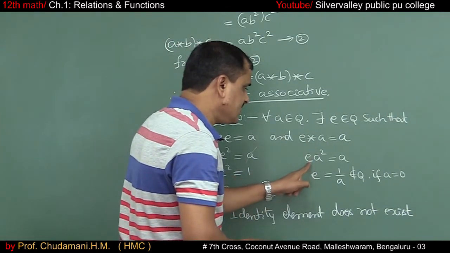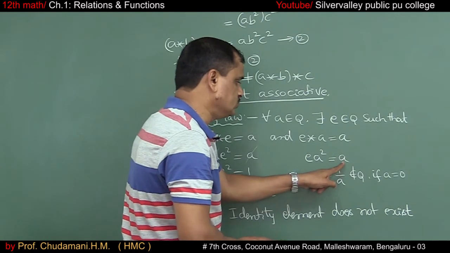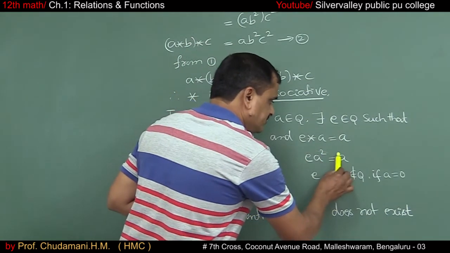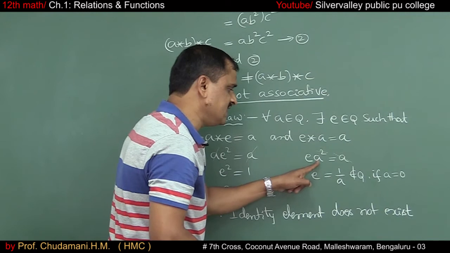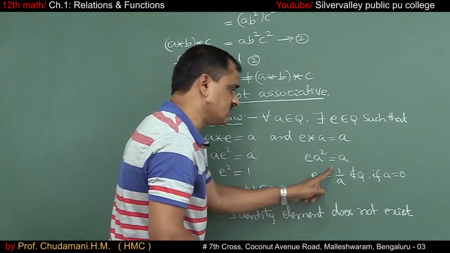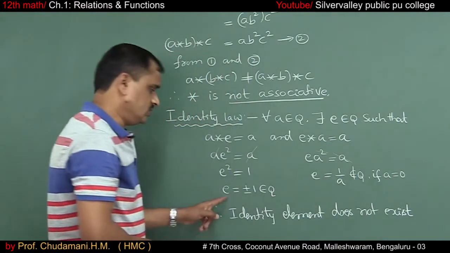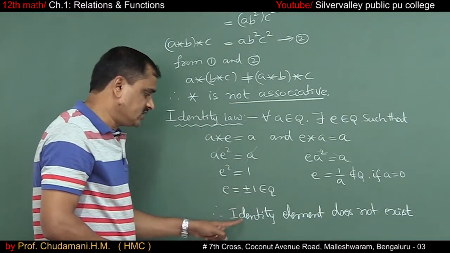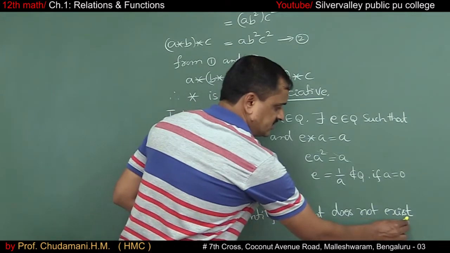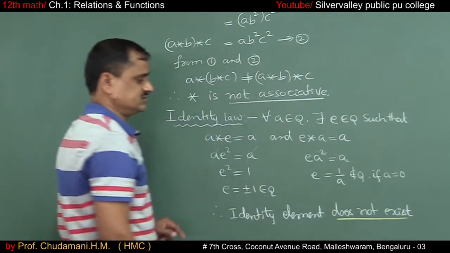This is EA² is equal to A. One of the A gets cancelled. E into A equals 1 means E equals 1 by A. If A equals 0, it does not belong to Q. Of course, E is not unique. Therefore, identity element does not exist.